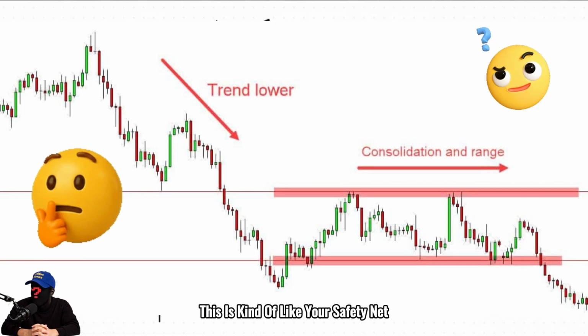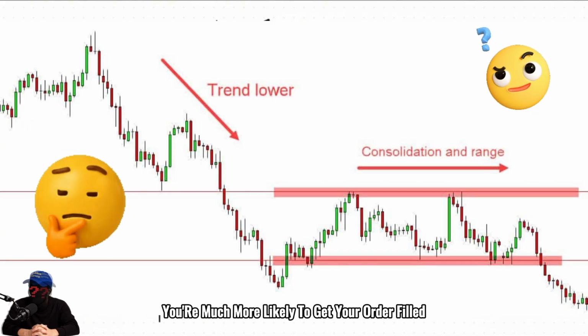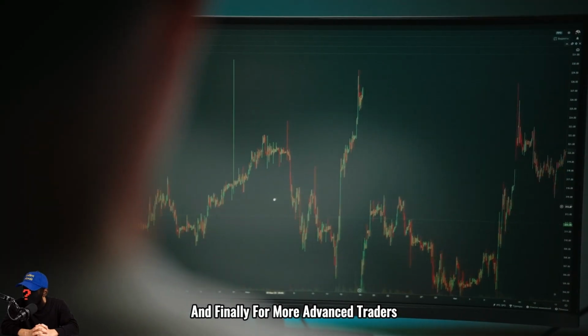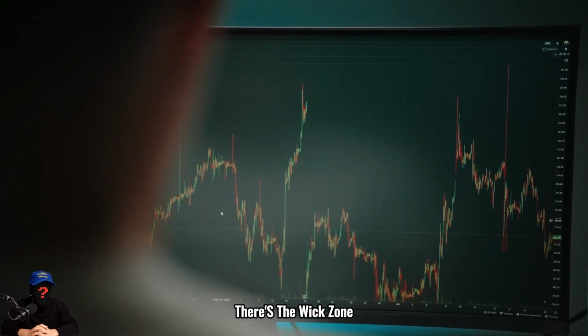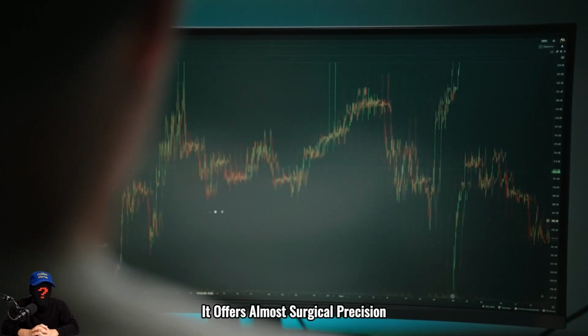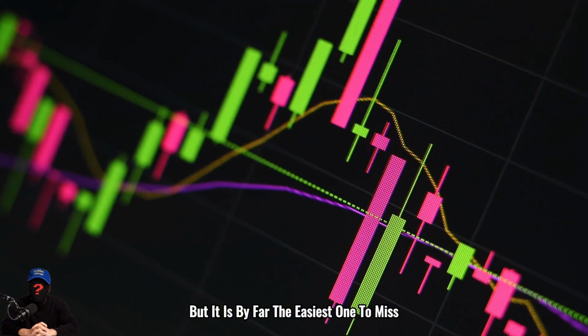This is kind of like your safety net. You're much more likely to get your order filled. The trade-off though is a wider stop loss. And finally, for more advanced traders, there's the wick zone. You literally just use the wick of the candle. It offers almost surgical precision, but it is by far the easiest one to miss.